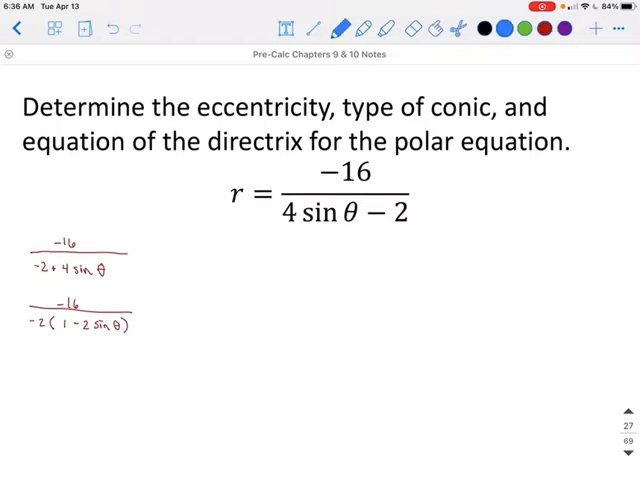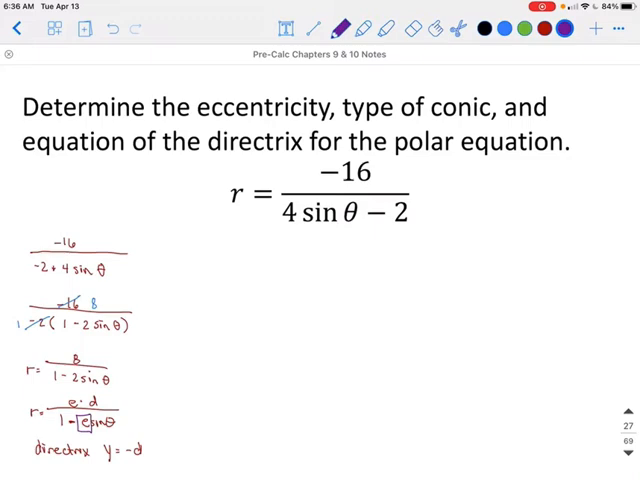Now we do need to simplify. Negative 2 goes into itself 1 time. Negative 2 goes into negative 16 8 times. So the equation is going to be 8 over 1 minus 2 sine of theta. Now that means our equation is in the form of e times d over 1 minus e sine of theta, and it means that our directrix for this equation will be in the form of y equals negative d. We know it's y because it's sine, and because this is minus, it means it's going to be a negative d.